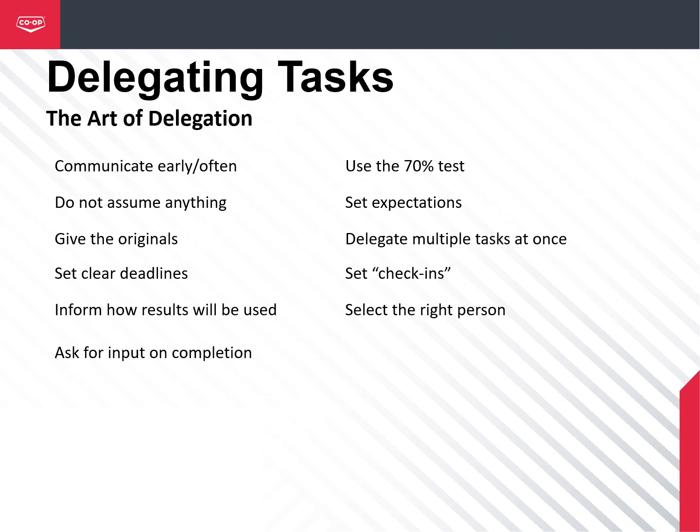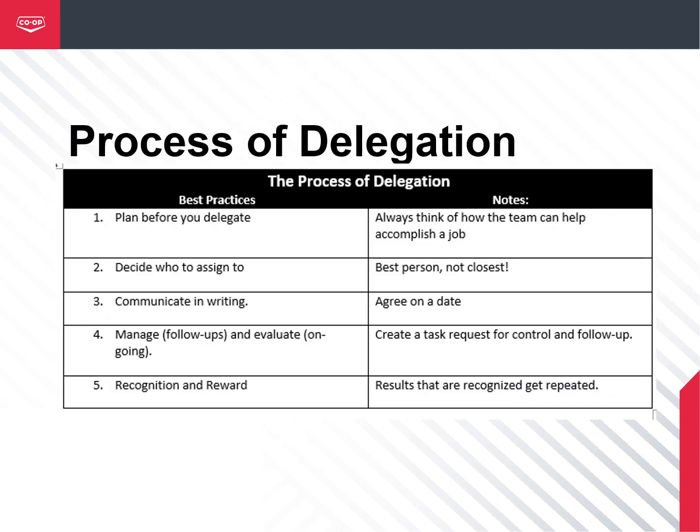When possible, inform the recipient exactly how you'll use the results of their work. When possible, also ask the recipient when they think they can complete the work, and determine whether or not that's an acceptable deadline. We're now going to look at the process of delegation, and we're going to do that by using these 5 steps. The first step is to plan before you delegate.